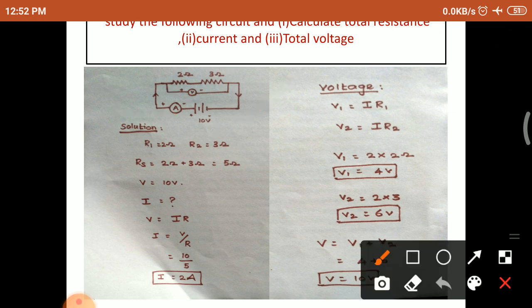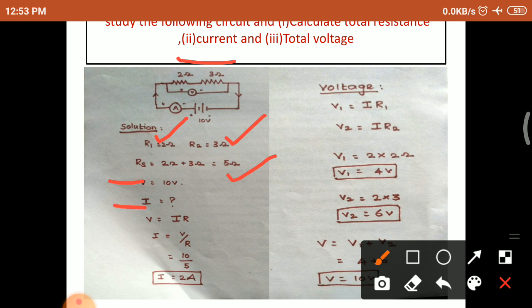First we will find total resistance. R1 is 2 ohm, R2 is 3 ohm. They are connected in series. So Rs equal to 2 ohm plus 3 ohm equal to 5 ohm. The next we have to calculate current. The current is the same in series combination. So we take V equal to 10 volt. We have to find I.